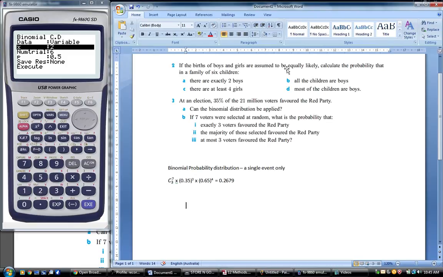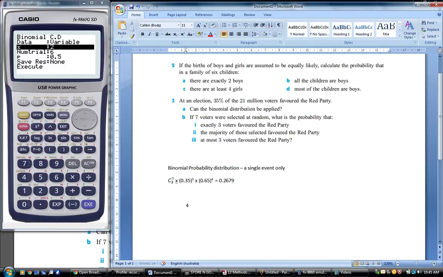All right, boys and girls equally distributed. The probability is equally likely. Calculate the probability that in a family of 6 children, okay, let's go to C, there are at least 4 girls. Okay, so at least 4 girls means we have a couple of possible situations.